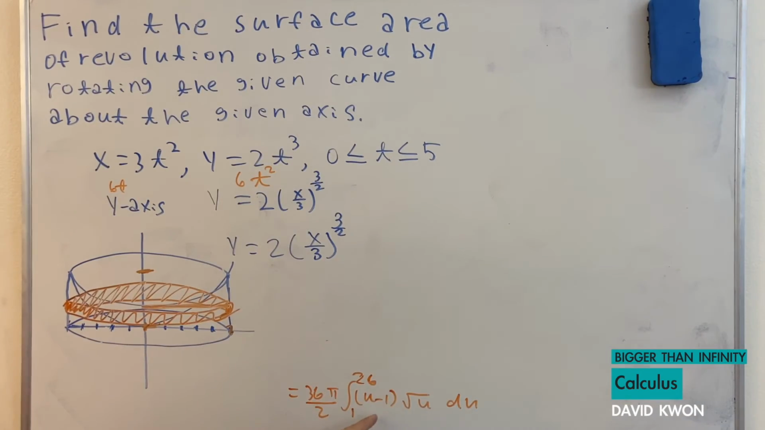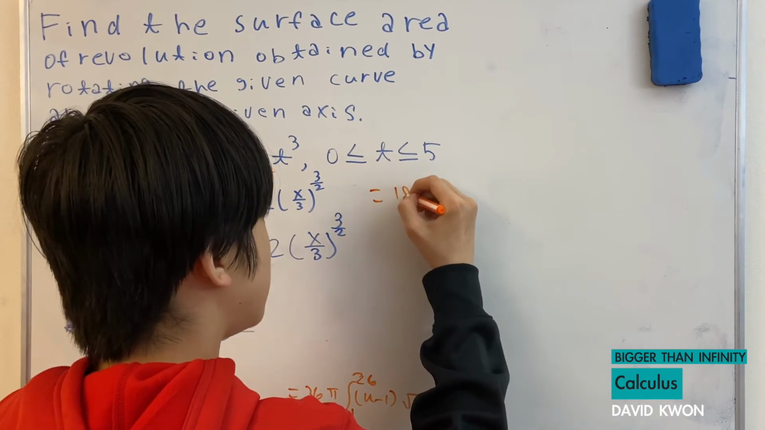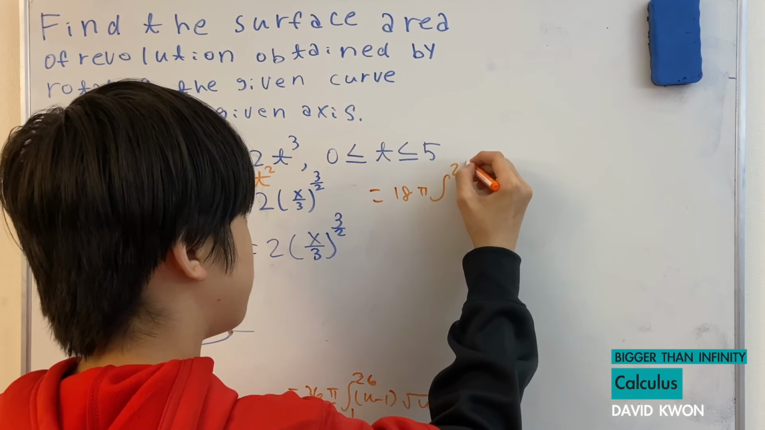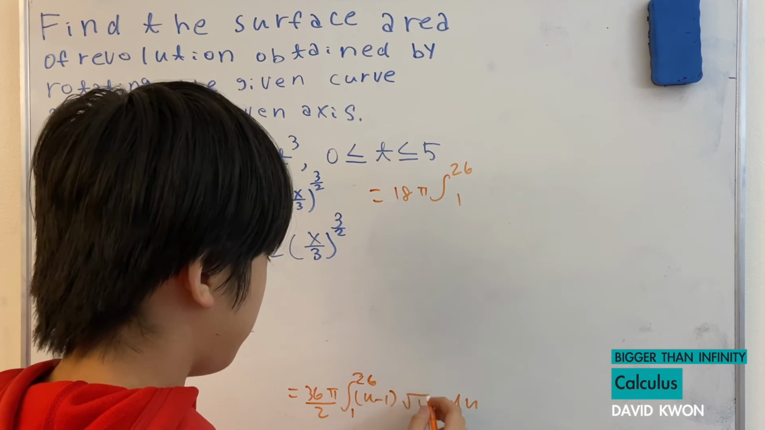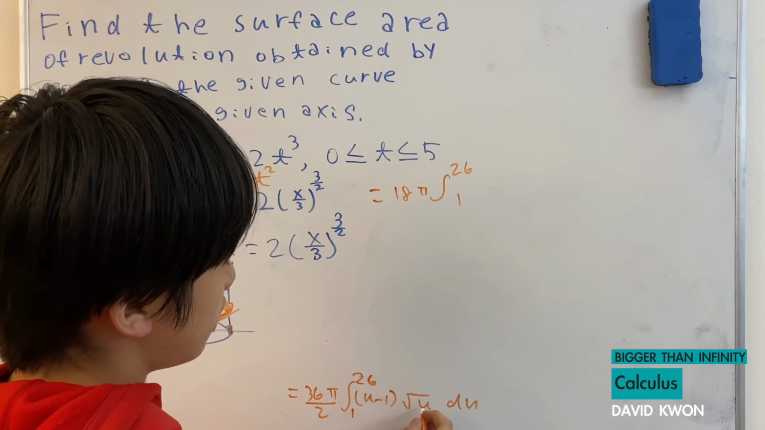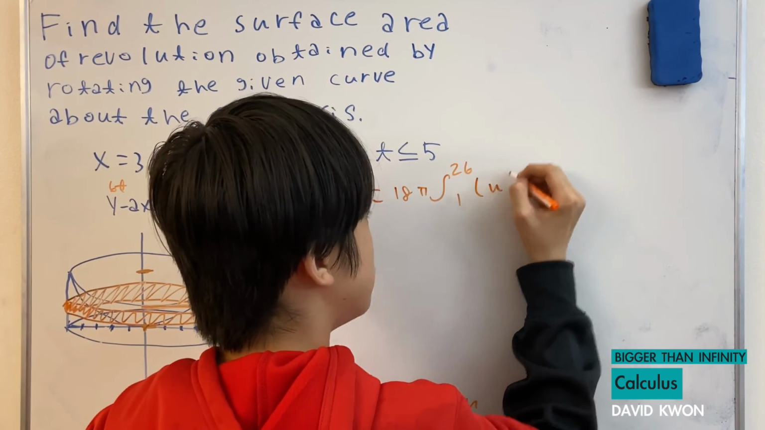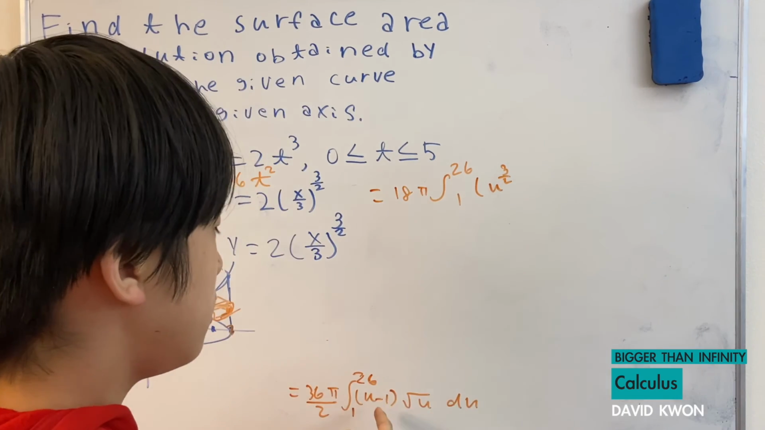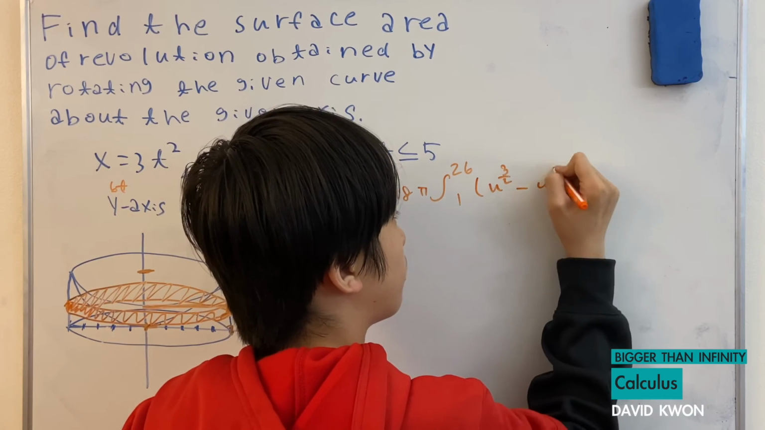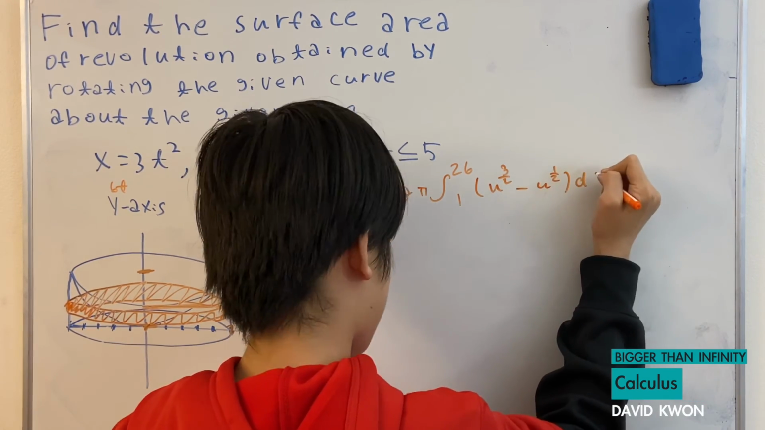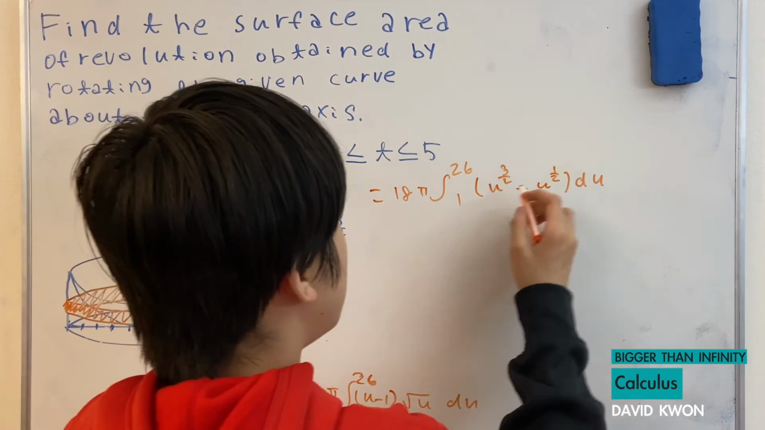Now let's work on the inside. 36 over 2 is 18 pi times the integral from 1 to 26 of u minus 1 times square root of u. U times square root of u is equal to u to the power of 3 over 2, and 1 times square root of u is square root of u, or u to the power of 1 over 2. And we have the du. That's great. And now what we can do is integrate them.